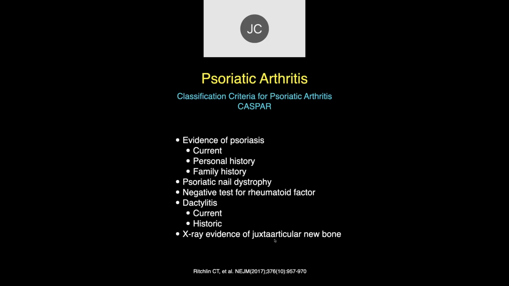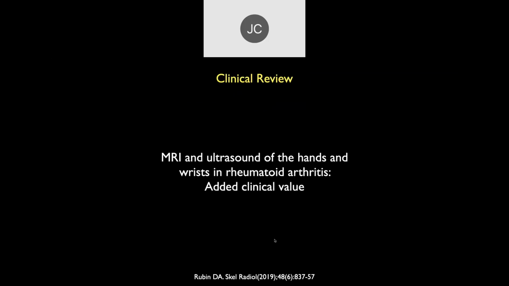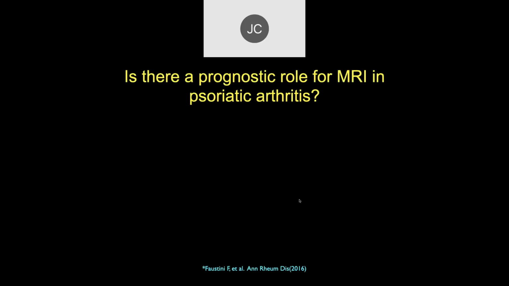And then X-ray evidence. Psoriatic arthritis tends to be more peripheral. Rheumatoid arthritis tends to be more the metacarpophalangeal joints. And MR and ultrasound can be helpful.